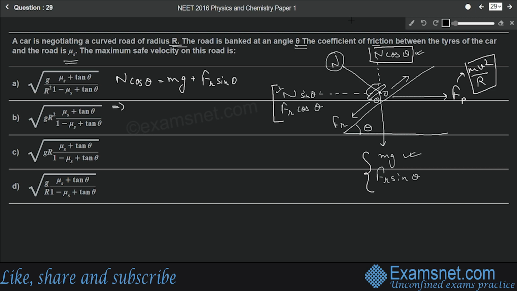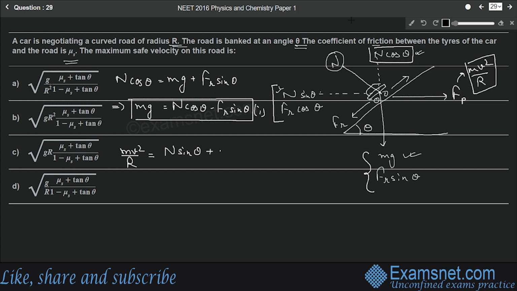So we can write that mg is equal to n cos theta minus Fr sin theta. So let's take it as equation 1. This is the equation number 1. Similarly, the pseudo force, that is mv square by r, is balanced by two opposite forces, n sin theta plus Fr cos theta. So we can take it as equation number 2. Now we'll solve these equations to reach the conclusion.